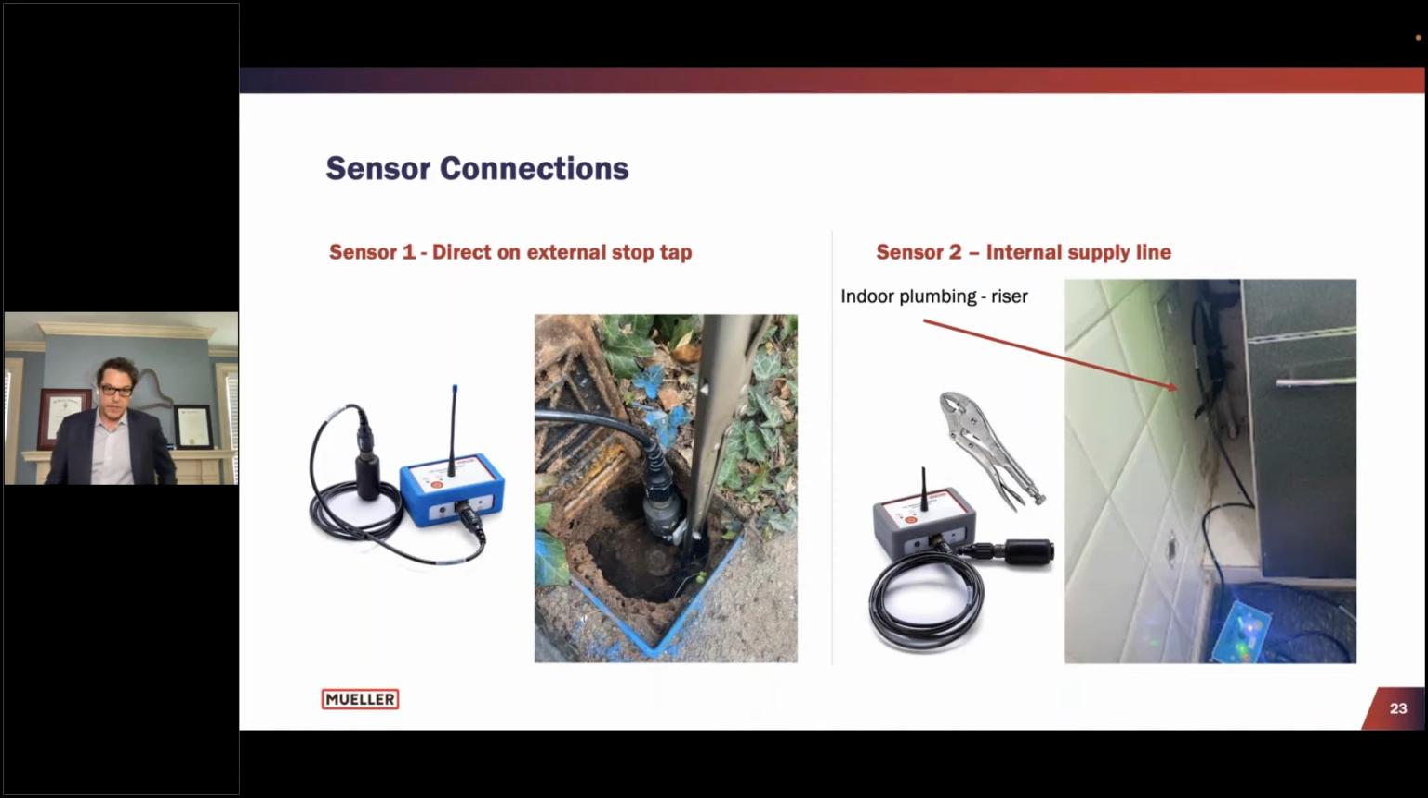And then another couple of examples: there's the external stop tap example. So you find that external stop tap, and you should be able to attach directly. And then on the right, we've got another example of an internal supply line.